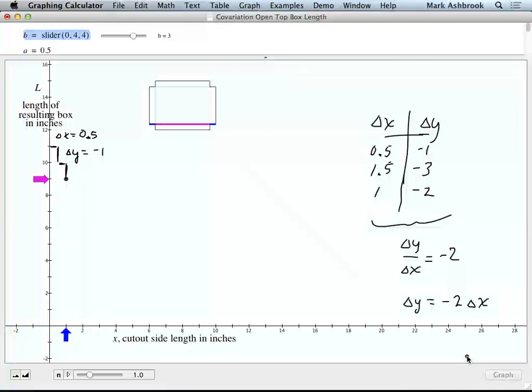Okay. Is the length of the cutout proportional to the length of the resulting box? No, it's not. Why not?